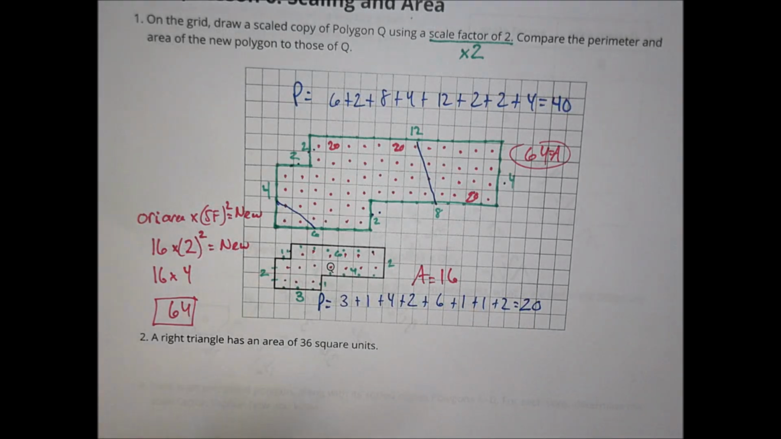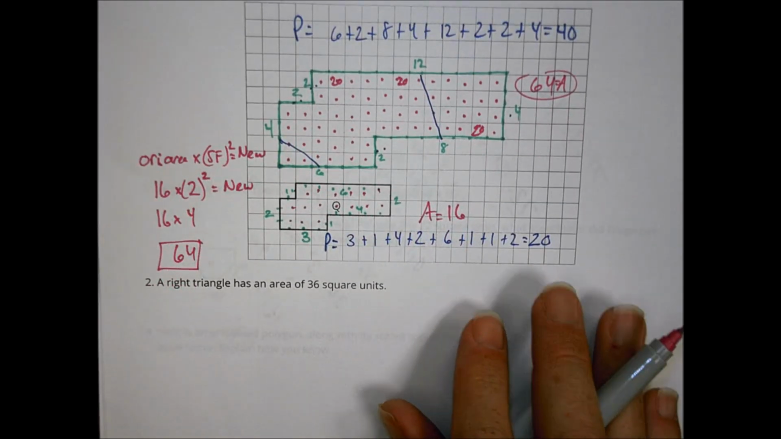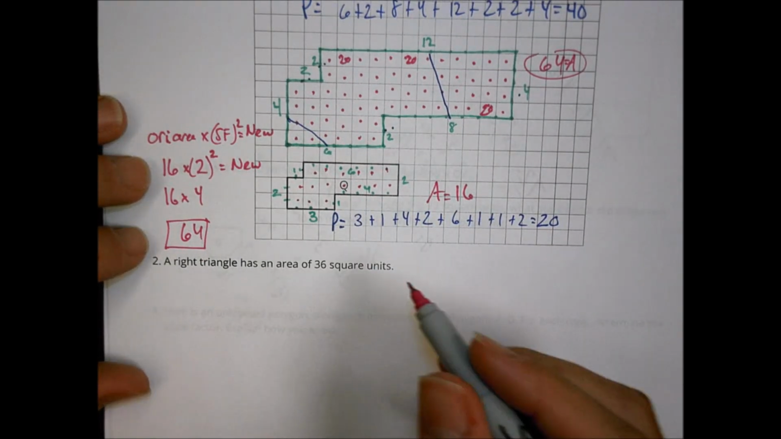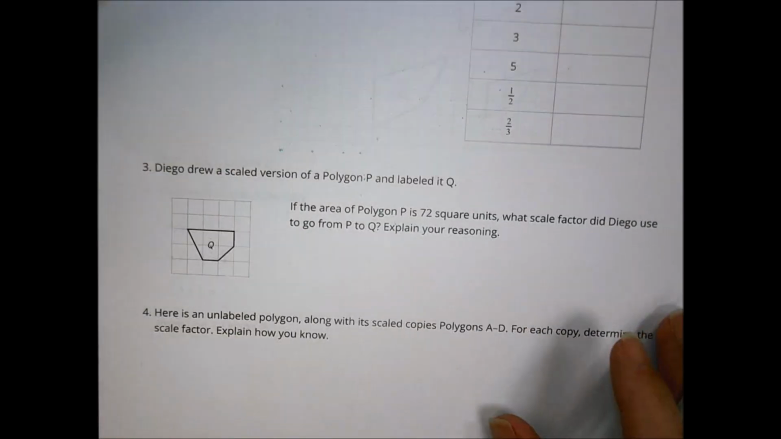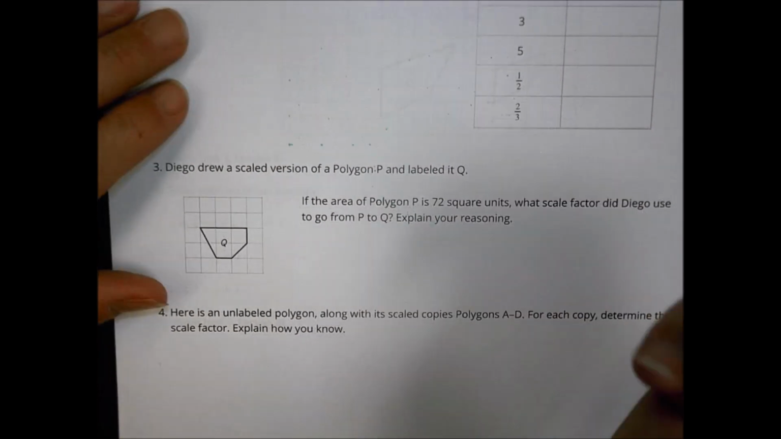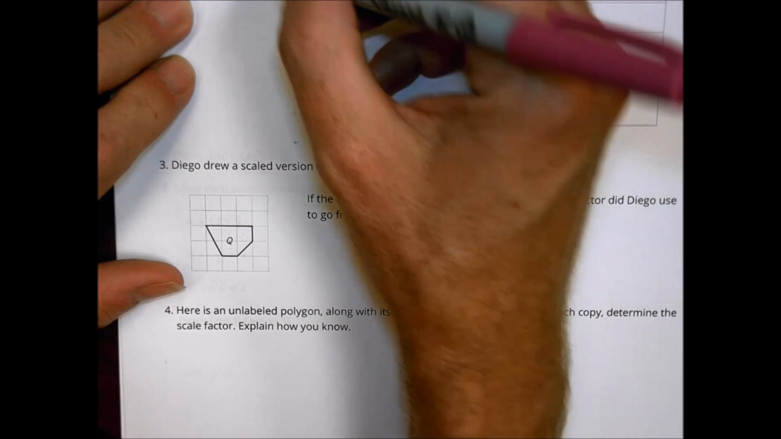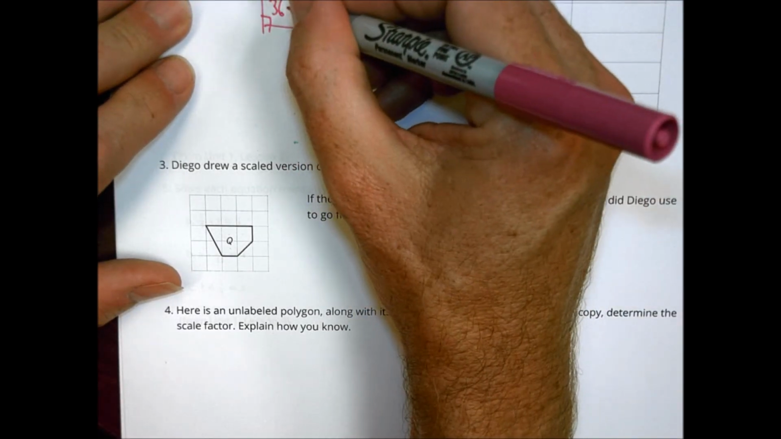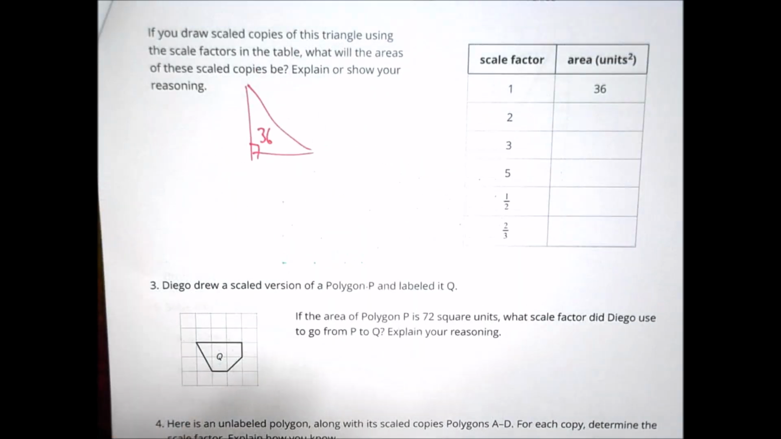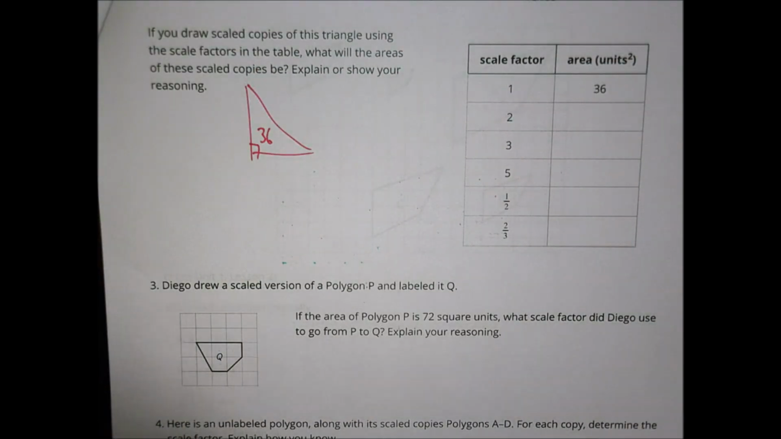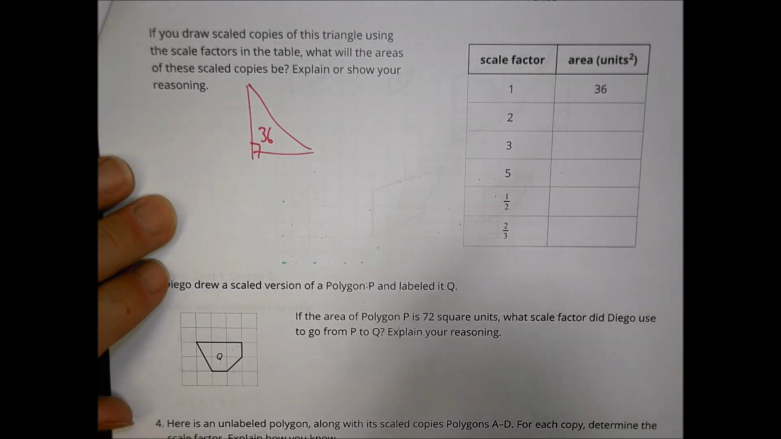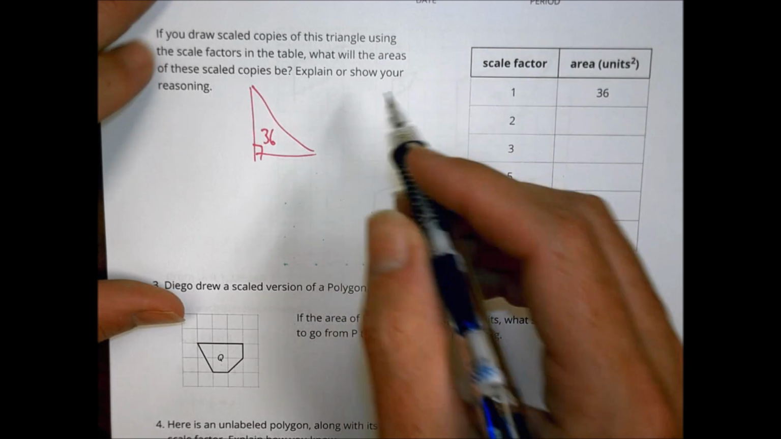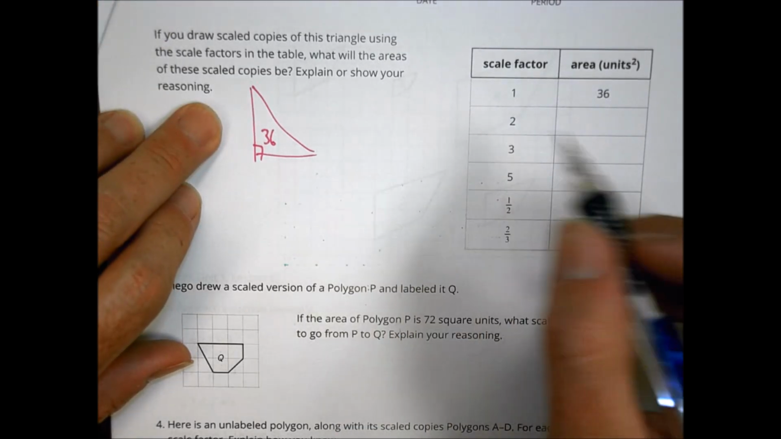For number 2, it says that you have a right triangle that has an area of 36 square units. So we have some kind of triangle with 36 square units. It doesn't matter what it looks like, but we have a right triangle, and it says the inside area is 36 square units. This is what we're looking at. All right, so what's happening here with our shape? If you draw scale copies of triangles using the scale factors in the table, what will the areas of these scale copies be? Explain or show your reasoning.